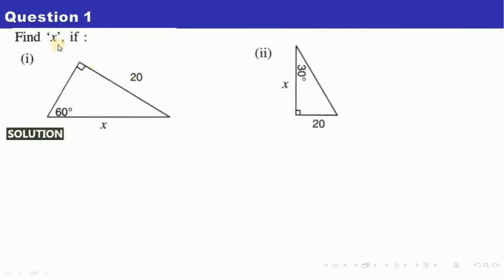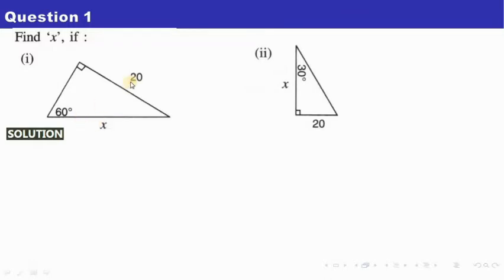The question says find x. There are two questions given to you, this is 1, this is 2. So let me take one question at a time. Now let us observe this. The angle is given here. If this is your angle, then the side opposite to the angle is the perpendicular. So this 20 is my perpendicular, and this is given to be 90, and the side opposite to 90 is called the hypotenuse. So this x is the hypotenuse. So basically perpendicular and hypotenuse are given.